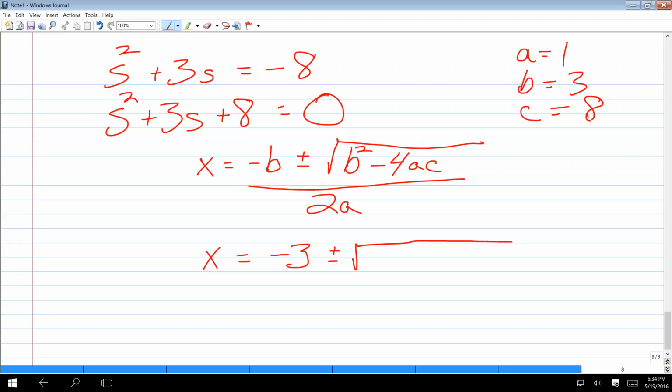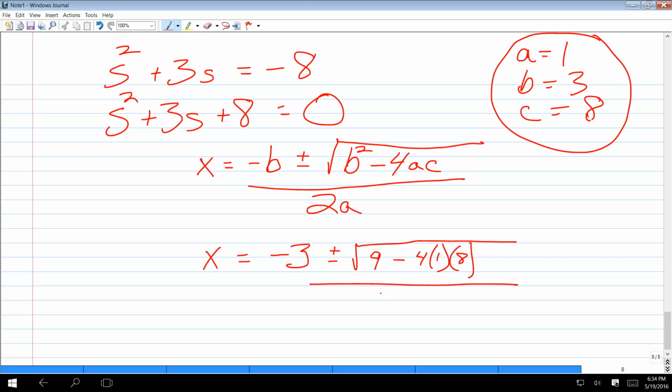So -3 plus or minus the square root of 3 squared, just the coefficient, minus 4 times... no, just the coefficient. So just 1? Look up here. This is what a, b, and c are for this quadratic. Times what? Times 8. Divided by 2 times 1. So just 2. Okay. What's the first thing you notice about this?